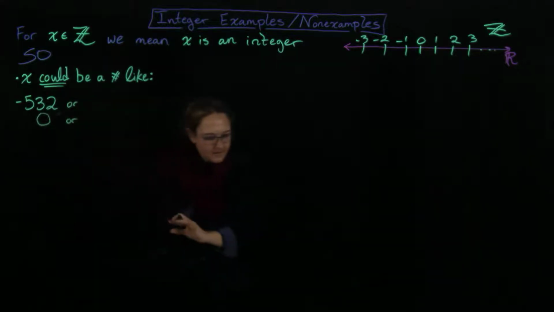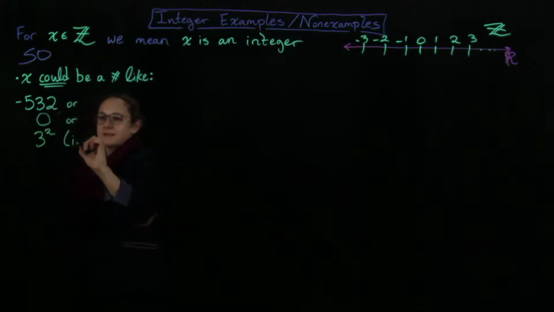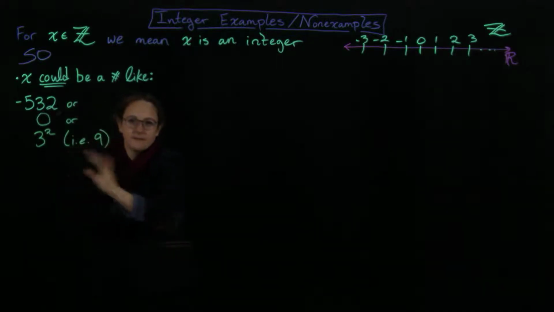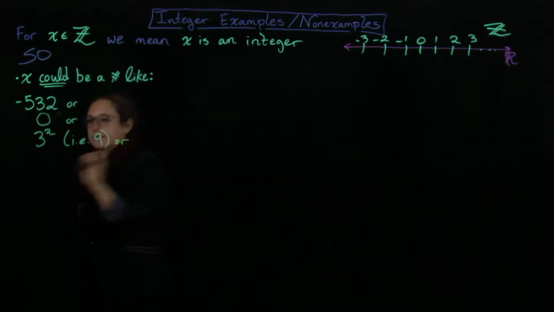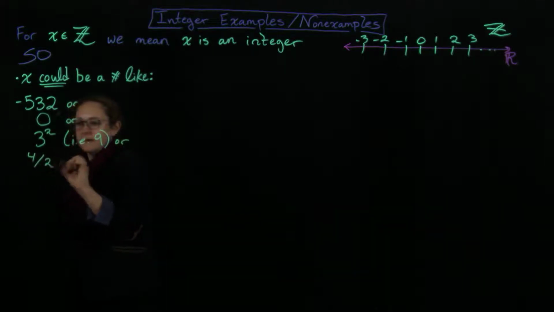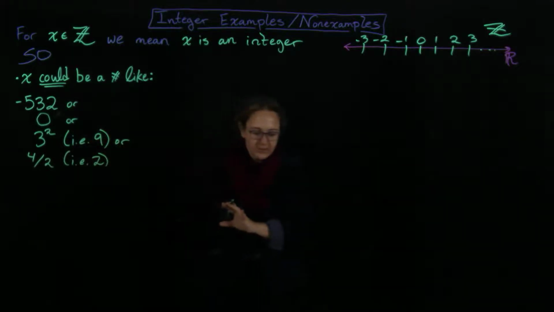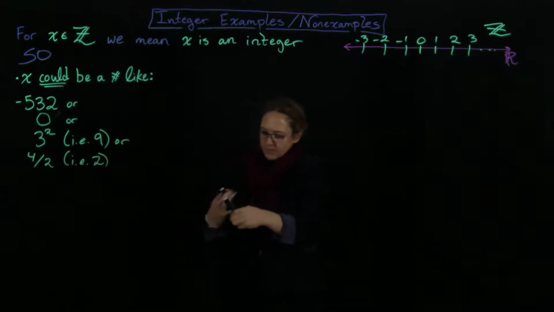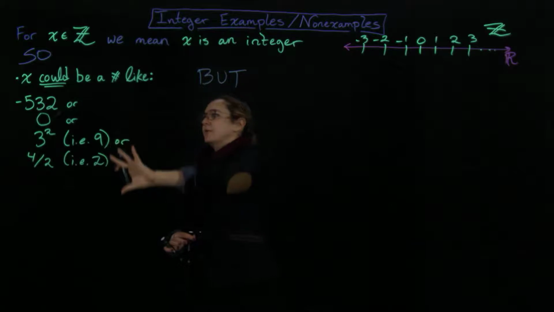Then we can have something like 3 squared, because that's just the same thing as 9. We can also have something like 4 halves, because that's just the same thing as 2. So these are all great examples. These all work. What are we not allowed to have? These are my examples.